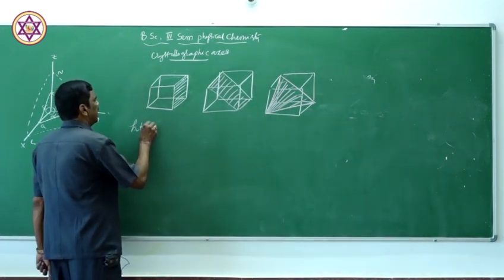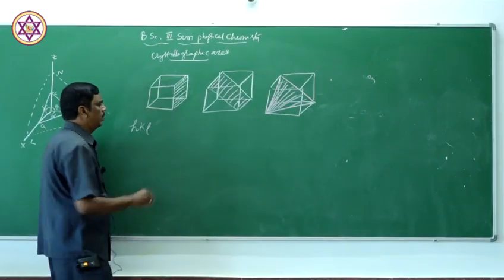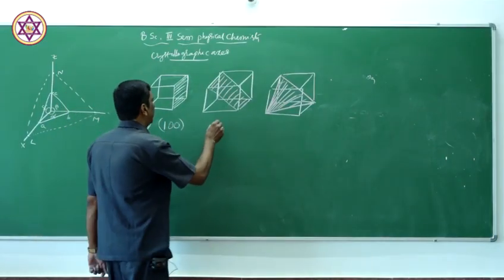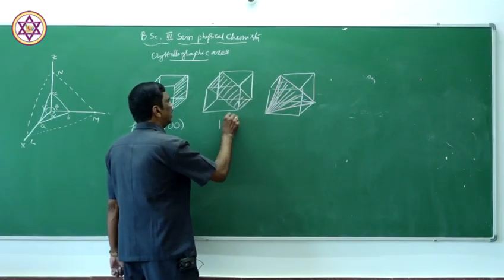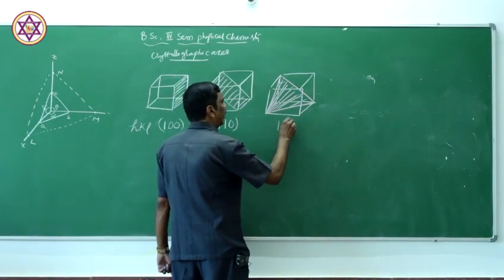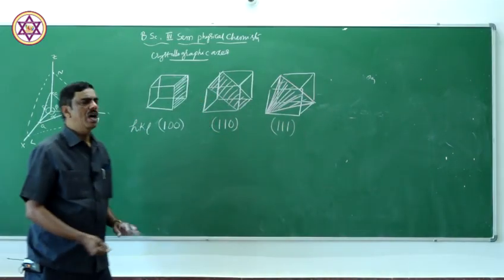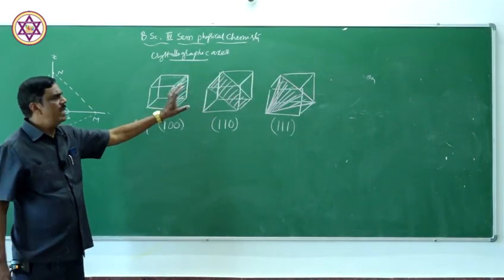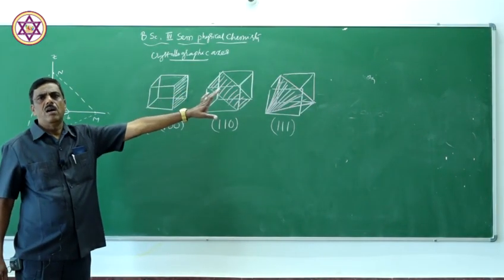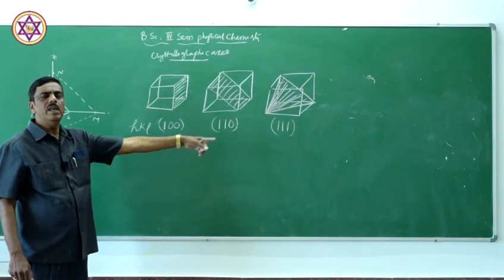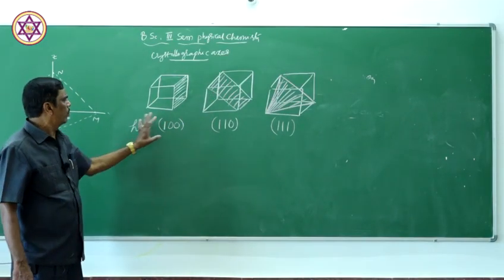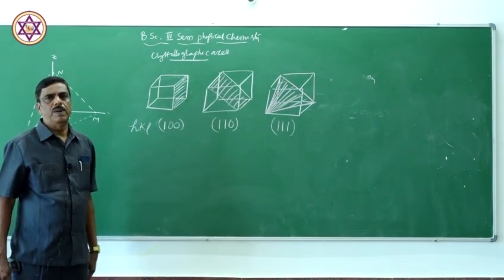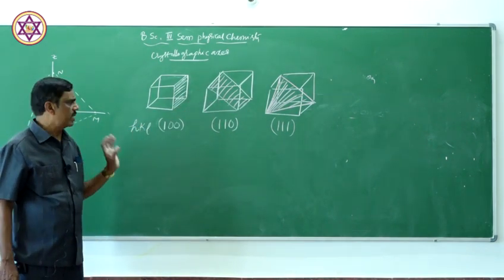The Miller indices h, k, l for this plane is (100). For this plane (110). For this plane (111). So this is the representation of Miller indices. So a plane of any geometrical shape, any geometry of the crystal, can be represented by Miller indices. So if you know the Miller indices, we can identify the plane present in the crystal.